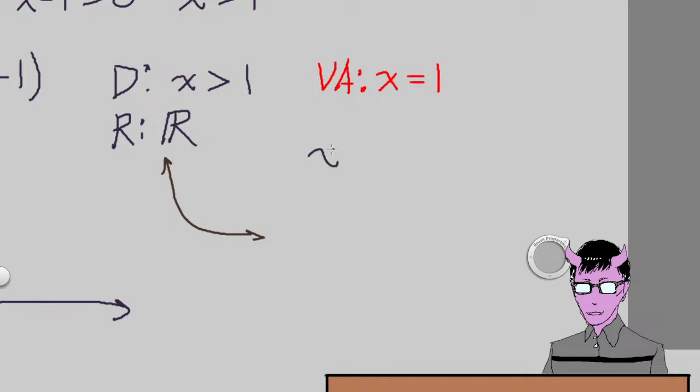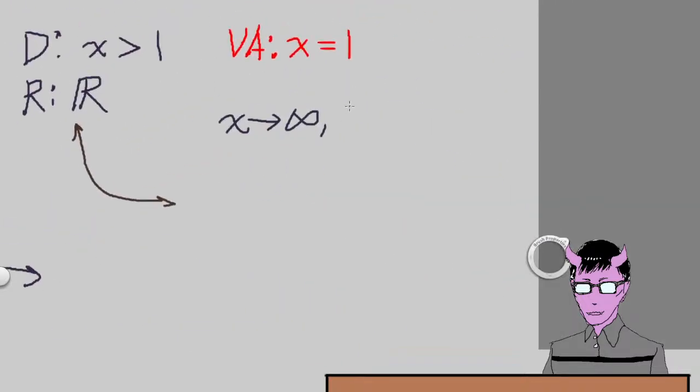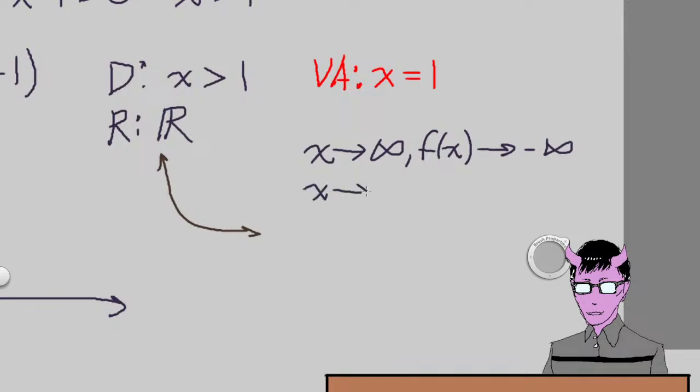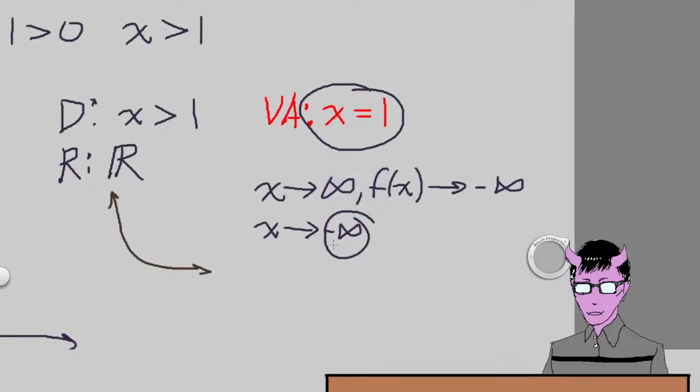End behaviors. As x approaches larger and larger positive values, what happens to the y values? Then the y values go more and more negative. What happens when x approaches negative infinity? It can't, because we have a wall at 1. So we can't approach negative infinity, we can only approach the wall.